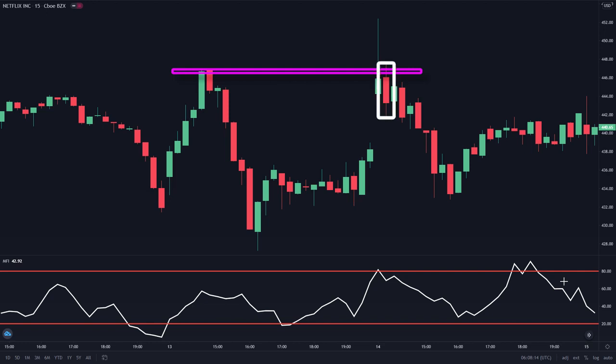And also, the Money Flow Index is at overbought levels, which further confirms that the price is heading towards the downside. So this is a good opportunity to sell the market. Let's look at another example.